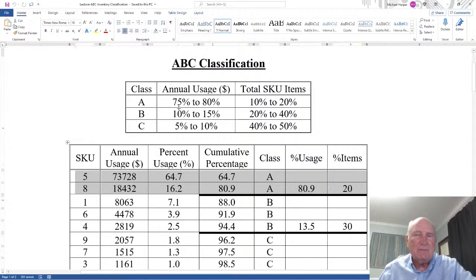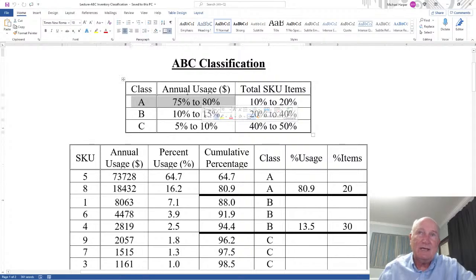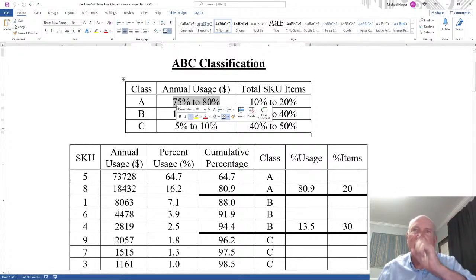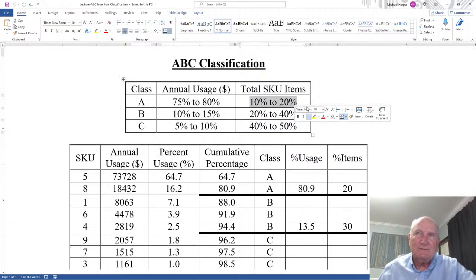And it's a very common occurrence in business, in inventory, and any time when you have any type of monetary measurement of free enterprise. So you have Class A items at 70 to 80%. And notice I say 75 to 80%, well, this is over 80%. So these are just fuzzy intervals, somewhere around the 80%, and 10 to 20% of the items.